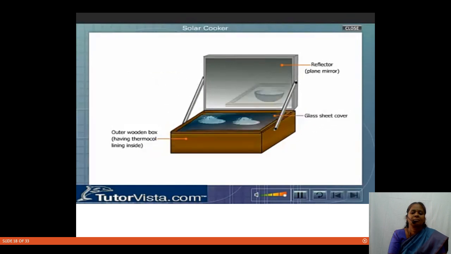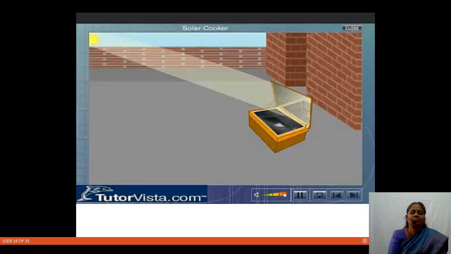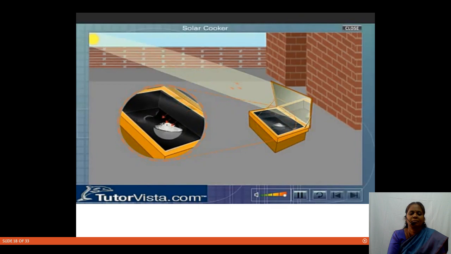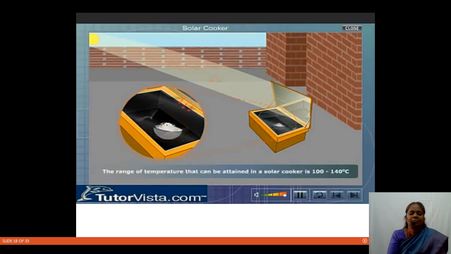Now place the solar cooker in direct sunlight. Adjust the position of the plane mirror so that a strong beam of sunlight falls on the glass sheet. The rays coming from the sun pass through the glass sheet and are absorbed by the objects inside the cooker. The glass sheet does not allow the solar energy to flow out in the form of radiant heat. Gradually, more and more heat radiations get trapped and the food gets cooked. The range of temperature that can be attained in this type of cooker is 100 to 140 degrees Celsius.